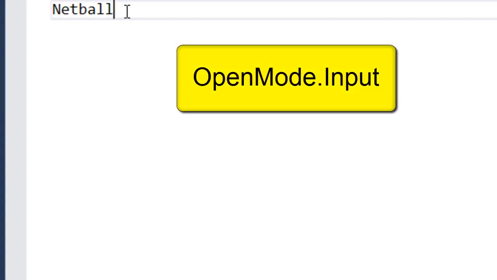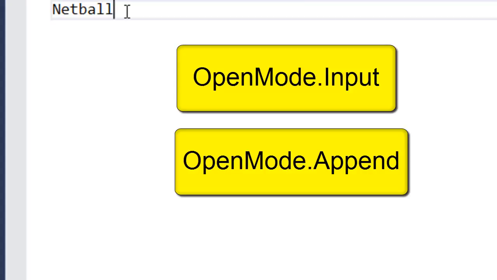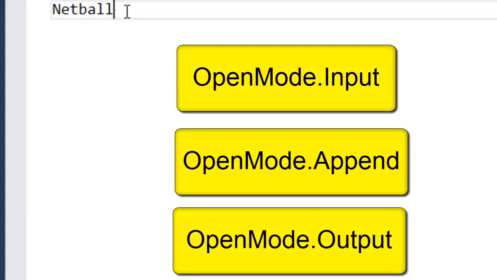So you've got OpenMode.Input to read data from the file. You've got OpenMode.Append to not only save data to the file, but just tack that new data onto the end of what already exists. And you've got OpenMode.Output that overwrites all existing contents of the text file, as we've just seen with what happened when we added netball.